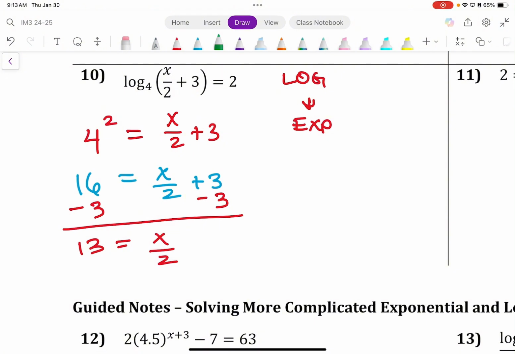To cancel, to get rid of that dividing by 2, you're going to multiply both sides by 2. So you get the following solution, x equals 26. Try the next one on your own, please.